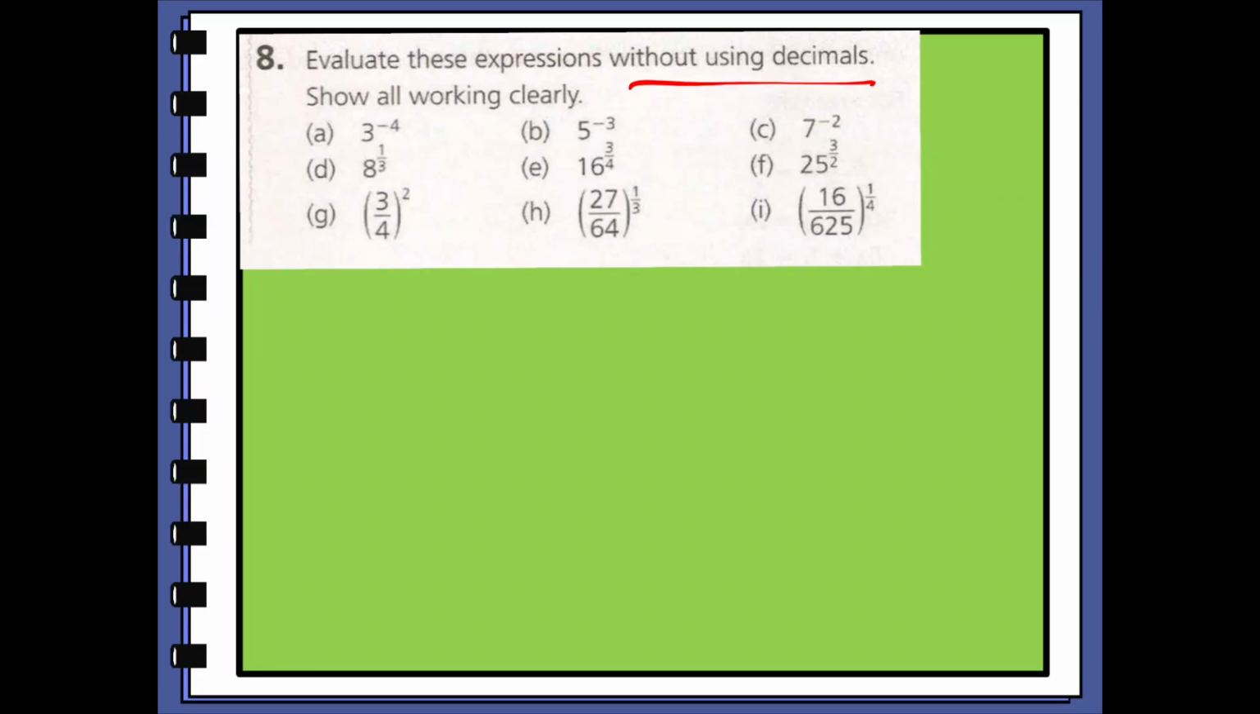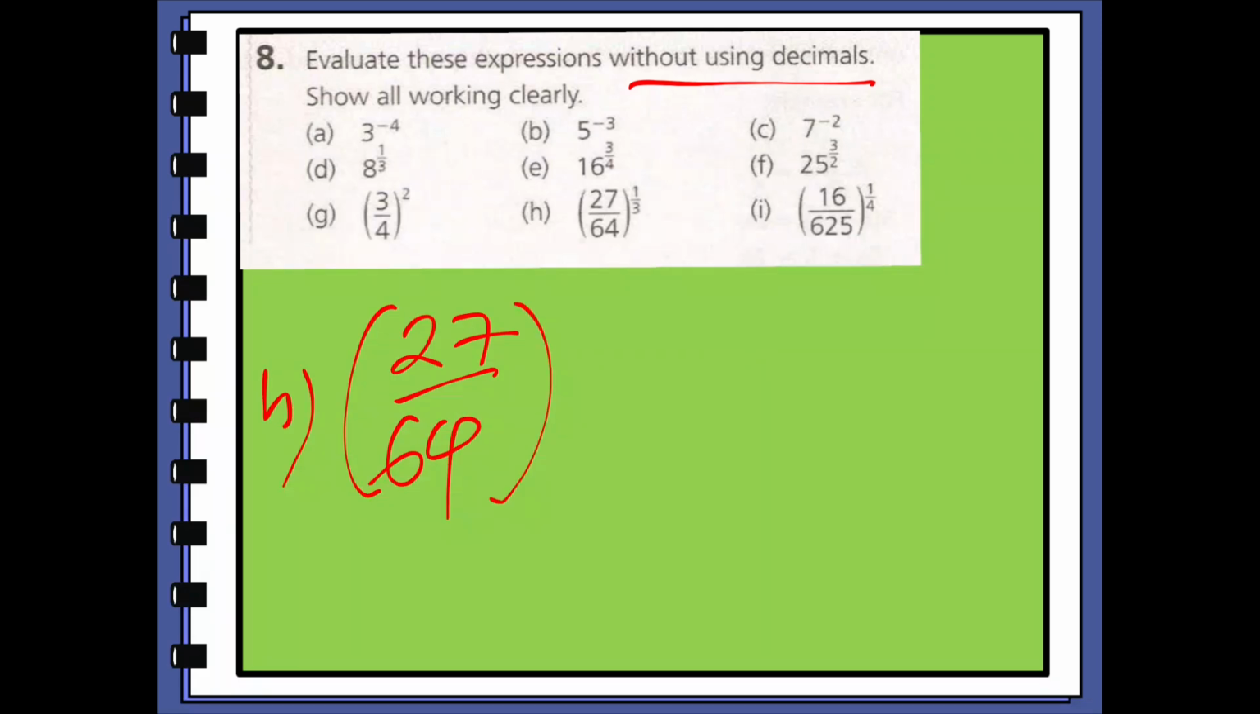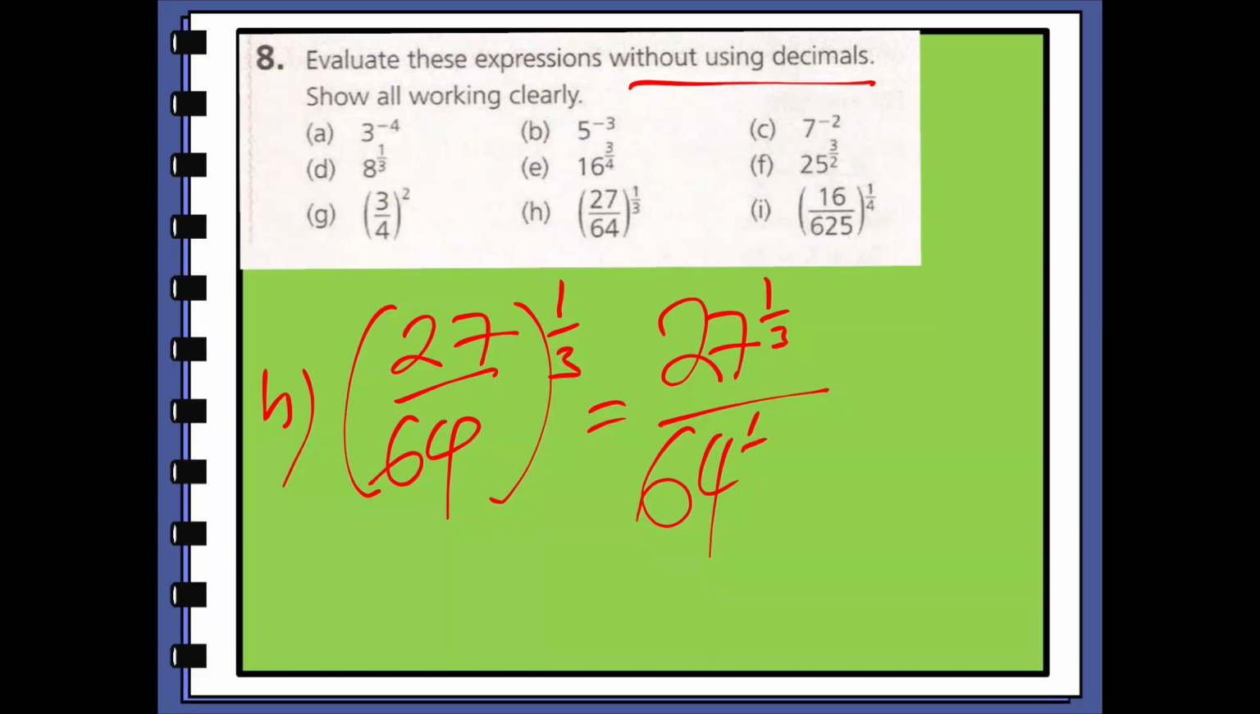We move on to H. H is a bit different. We've got 27 over 64, right? Now this time they are sharing a fractional power. This simply means that 27 will have that power, and 64 will also share that power. Now remember what we said about roots. This number comes outside, right? Then 27 will be inside.